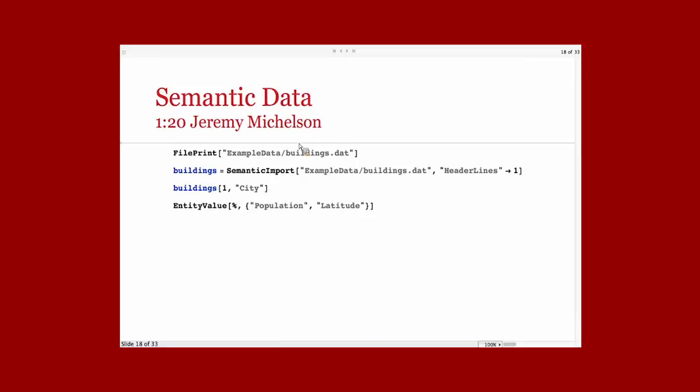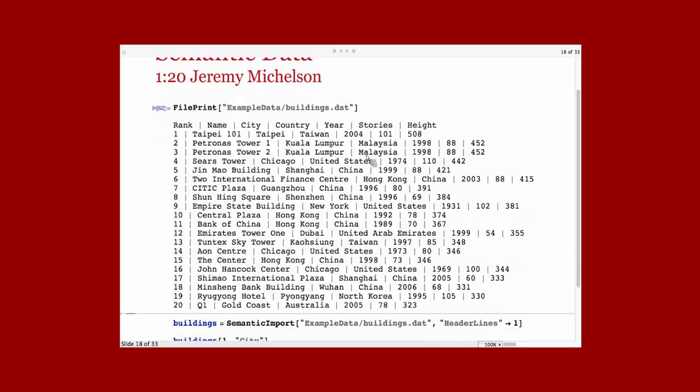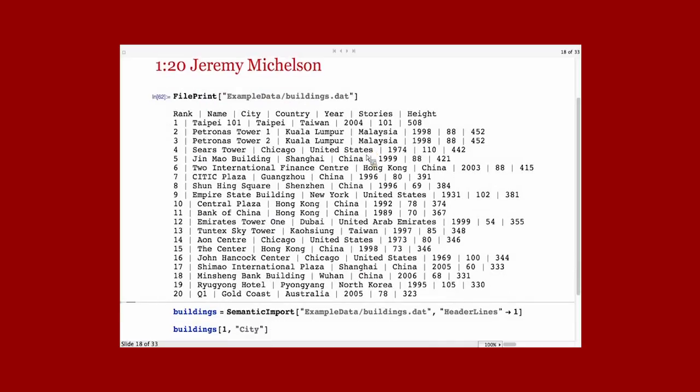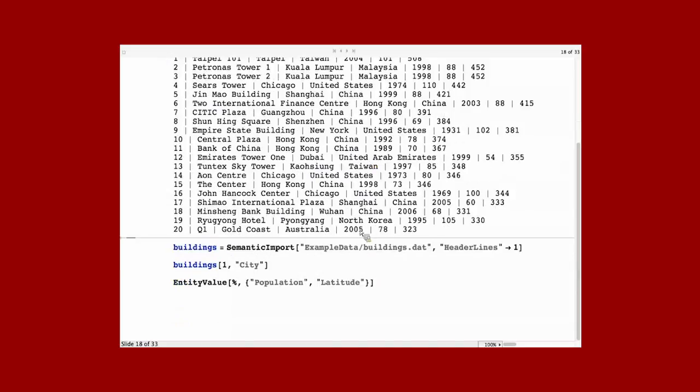We've put effort into making it easier to get data into Mathematica. One of those functions is SemanticImport, which is an intelligent data import function. So for example, if I have this file of building data, a simple ASCII file, and import that with SemanticImport, I get this dataset.